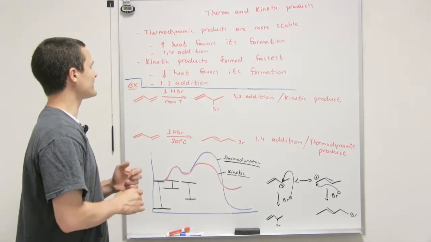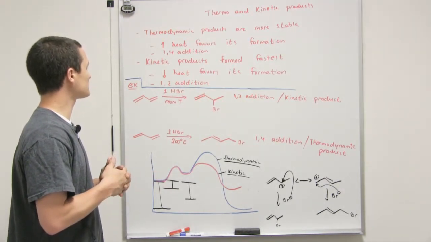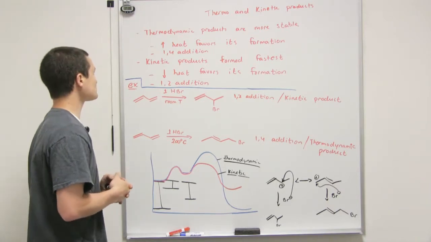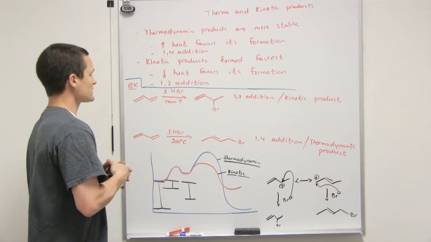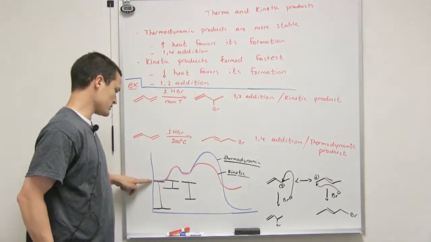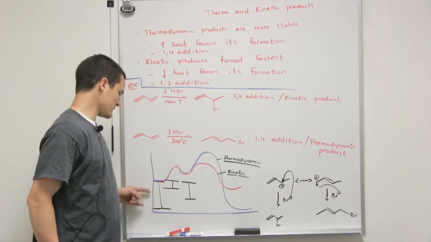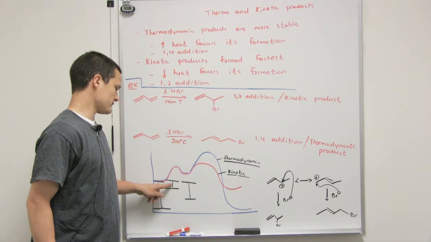Okay, in this video we're going to discuss the thermodynamic and kinetic products of conjugated dienes. We say that thermodynamic products are more stable because the change in energy from the initial reactants to the products is a huge delta G, whereas for the kinetic it's fairly small.